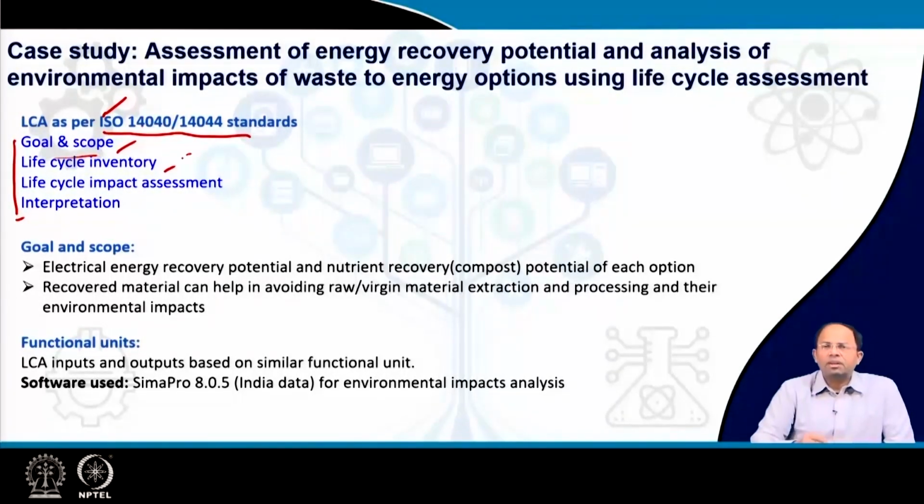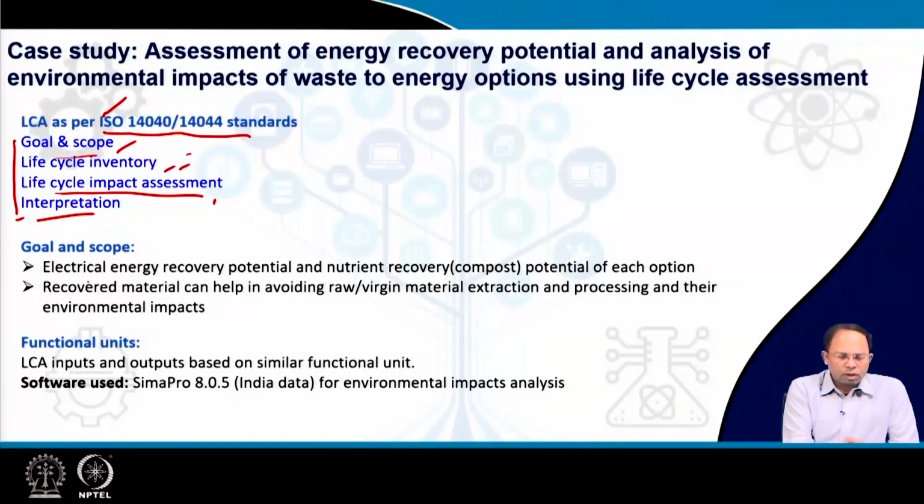Then comes the life cycle inventory, where we assess what sort of input goes into each of these processes and what sort of outputs come out of these processes. And once the output comes out, we can do a life cycle impact assessment, that is, what impacts are created on the environment. And impacts are like GHG emission, greenhouse gas emission. It could be acidification, eutrophication, it could be human toxicity, and so on, right? And finally, interpretation is to understand the results and to say which is better, which is not, and to understand the results in this particular context.